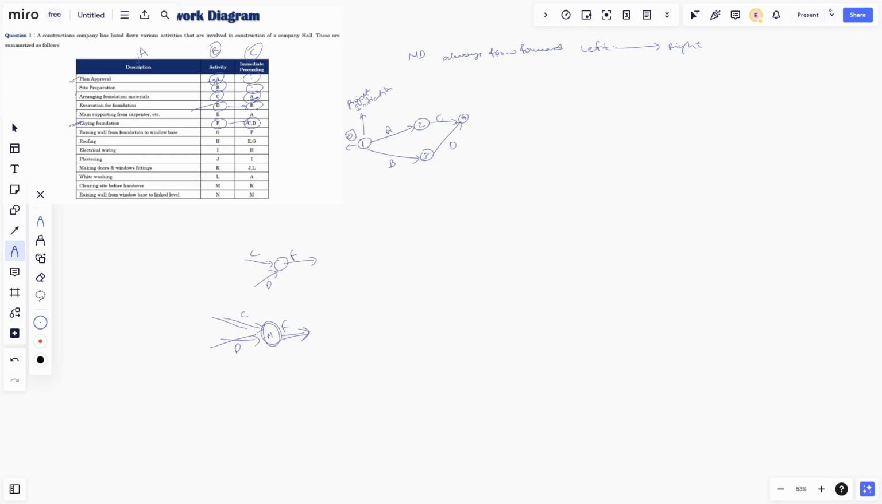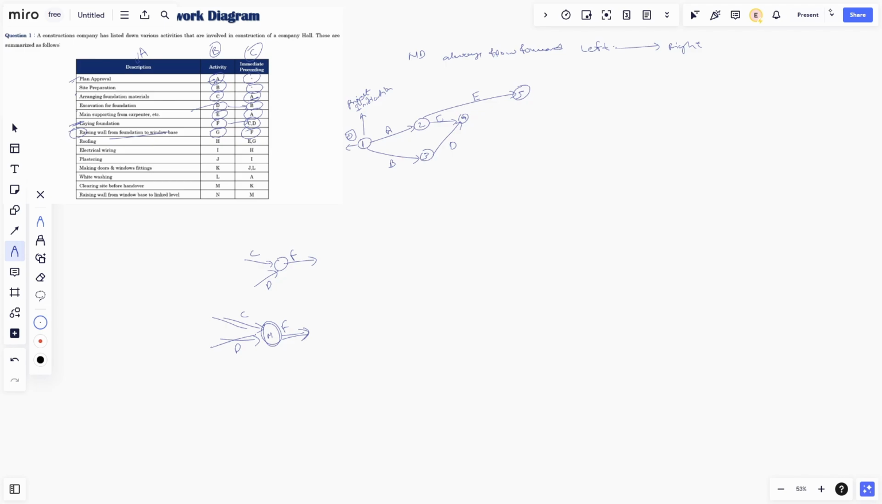This is done. Now I can go ahead and do the next one, that is task E, which has an immediate predecessor, task A. So I am going to draw like this. It is coming from A. This is node 5, and task E, like this. Now the next one is raising the wall from foundation to wall base. This task is named G, and it has an immediate predecessor, task F.